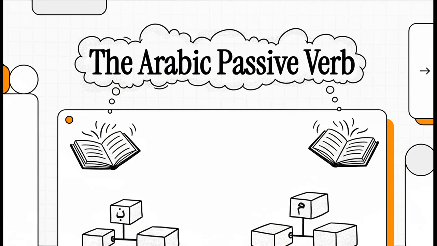Hey everyone, and welcome. Today we're going to dive into a concept in Arabic grammar that looks a little intimidating at first, but is actually, you'll see, beautifully simple. We're talking about the passive past tense verb, or the Fe'l Madhi Majhool. Let's break it down together and see just how logical this whole thing is.